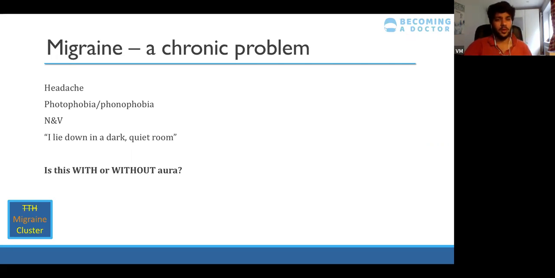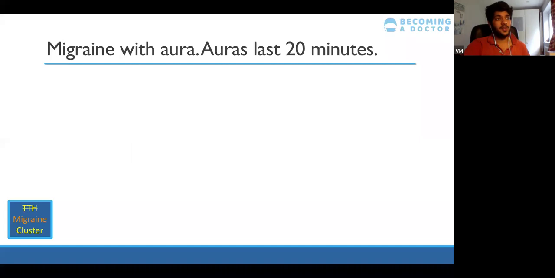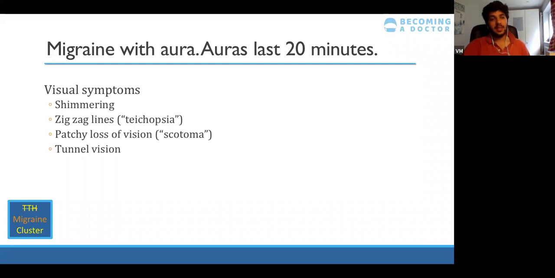I'm going to talk a little bit about aura. Aura tends to be about 20 minutes before they get the headache. And typically it's visual symptoms they get. So they might describe shimmering in their central vision. They might get these sort of zigzag lines, that's known as tachopsia. They might get in their peripheral vision these sort of patchy losses, that's known as scotoma, or they might get tunnel vision where they're not able to see any of the peripheral vision, they only see the center of their visual field. So if they get those sorts of symptoms before their headaches, think migraine with aura.